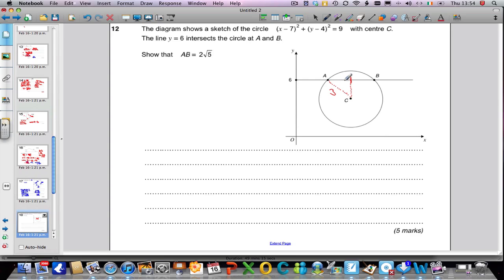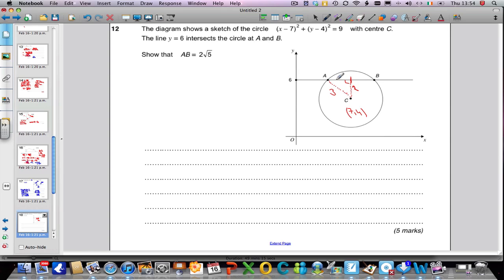But what have I formed here? I formed a right angle triangle. What else can I tell? Well, I know the center. We talked about this earlier. I know that the center of this is 7, 4. So the y value here was 4, and when it gets up to here, it's 6, which means that the distance must be 2. So that distance is 2.